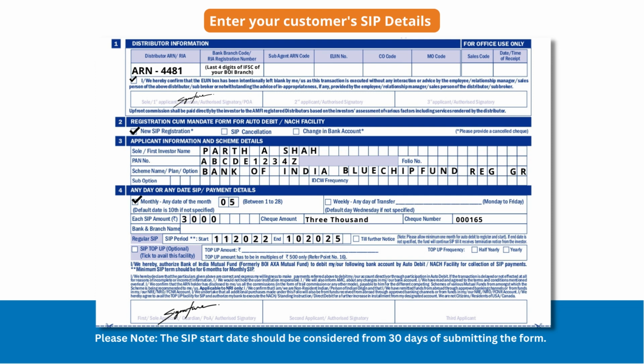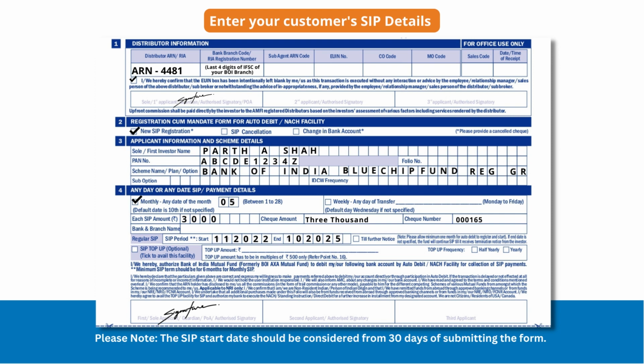The third step is filling the SIP registration mandate form. Under the first heading, Distributor Information, you need to enter the ARN number, which is ARN-4481. This number will remain the same for all the forms. Then you need to enter the branch code, which is the last 4 digits of the IFSC code of your POI branch. The tick on declaration and signature inside the signature box is mandatory.